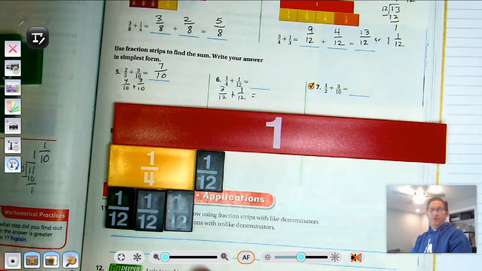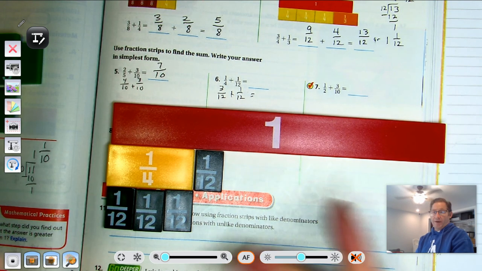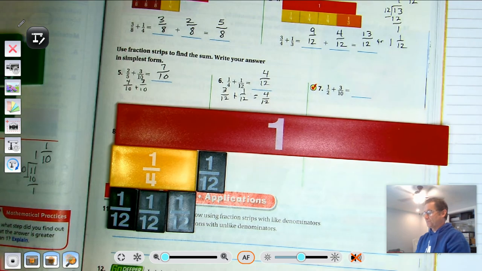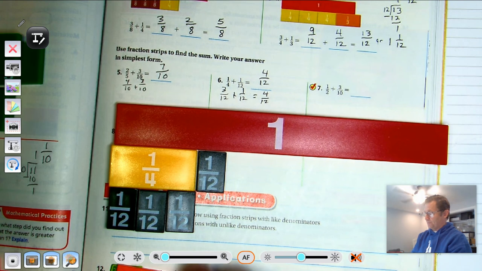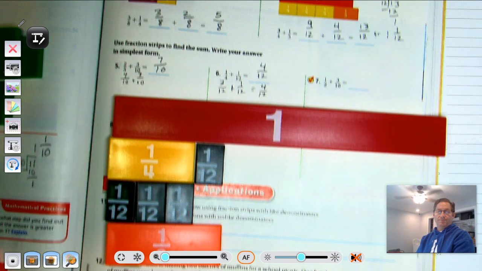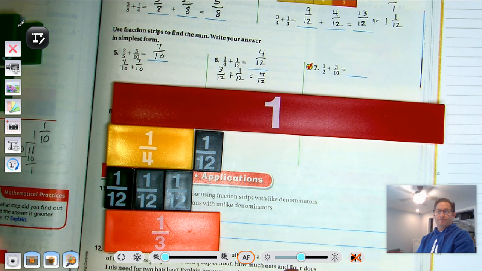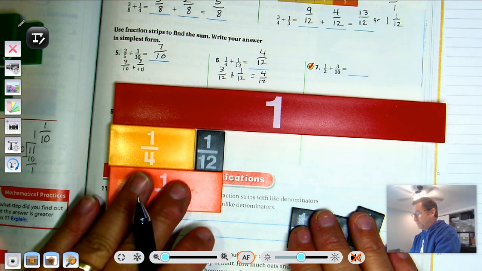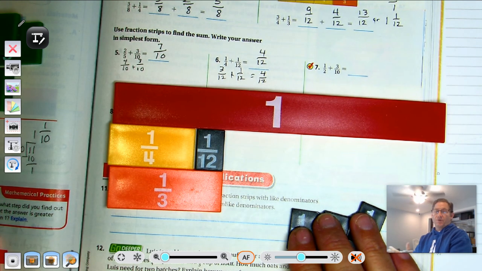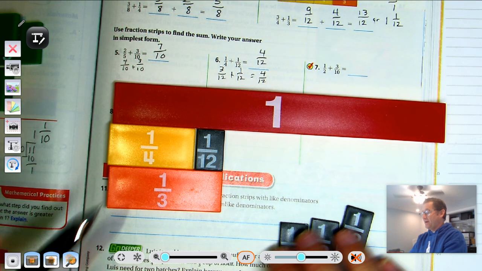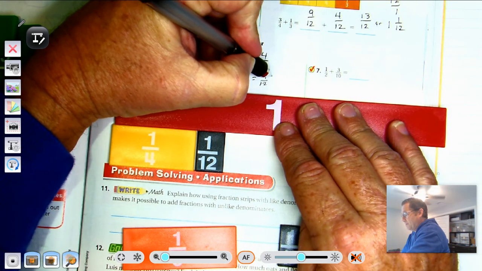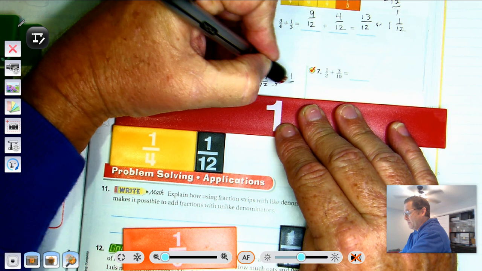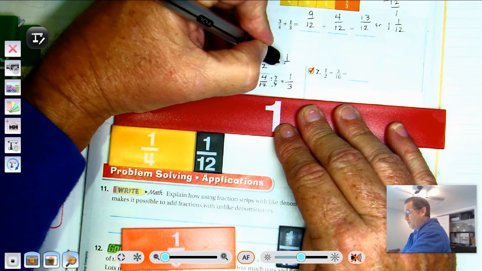I don't need to change the other 12th, because it already is a 12th. So 3 12ths plus 1 12th is 4 12ths. Well, 4/12 is also equal to 1/3. So we could have used, well, we couldn't have used 3 because that wouldn't be a common denominator, but we can reduce. A common factor of 4 and 12 is 4. So 4 divided by 4 is 1, and 12 divided by 4 is 3. So 4/12 or 1/3.